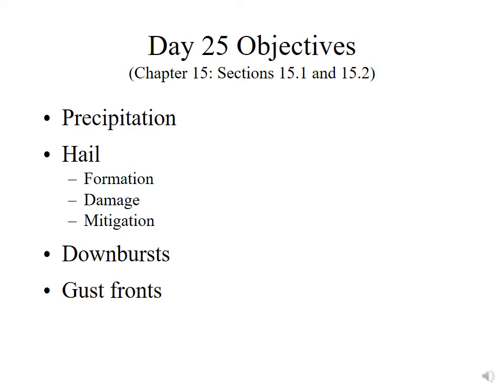We're focusing in on sections 15.1 and 15.2 from Chapter 15 in the Stull textbook. We'll be talking about the different types of precipitation. We'll go into great detail about hail formation, damage, and mitigation strategies. And then we'll also talk about the formation of downbursts and gust fronts and the weather that's associated with those.